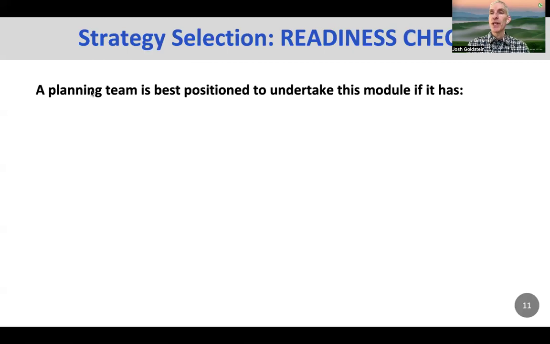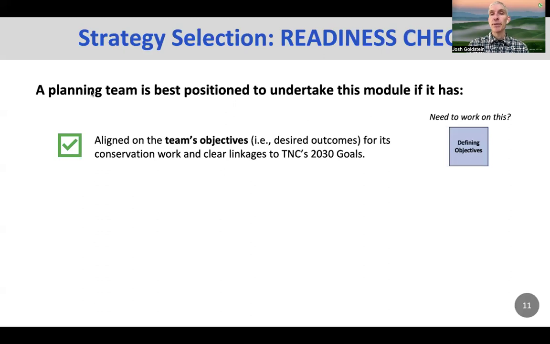So before a team jumps into strategy development through this module, as facilitator, there are a few things you'll want to check to make sure the team is ready for this work. So first, a planning team should be aligned on its objectives, meaning its desired outcomes, for its conservation work and have outlined clear linkages to the 2030 goals. If the team needs to work on this, they can route back to the Conservation by Design Defining Objectives module.